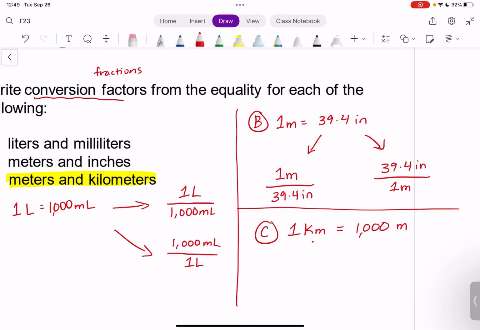All right, 2 conversion factors. One of them is 1 kilometer on top and 1,000 meters on the bottom. And then my other conversion factor is flipped, right? 1,000 meters on the top and 1 kilometer on the bottom.